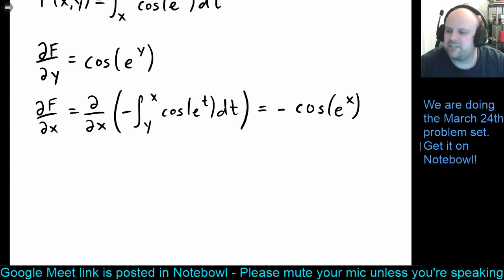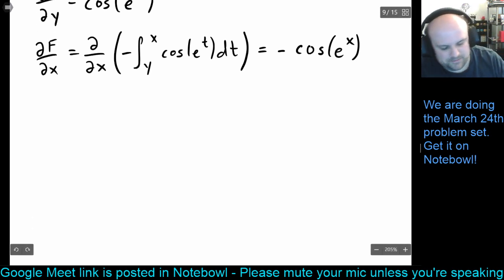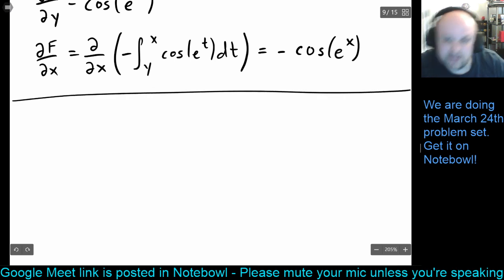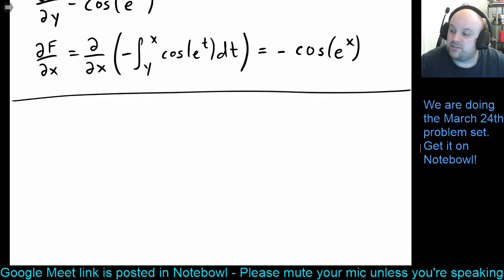So again, not a particularly difficult problem. It might look a bit trickier, but it's not that bad. So that's problem 1. Hopefully nothing too bad.